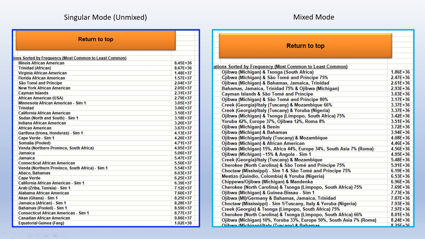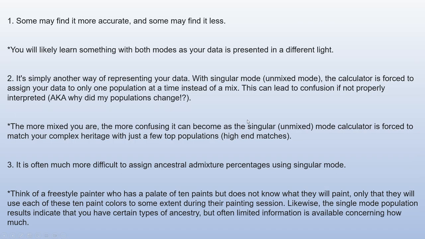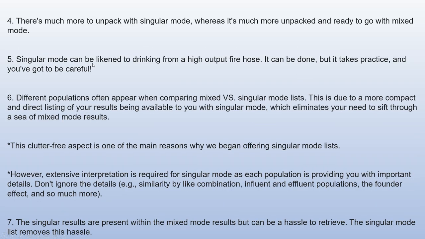So until you start creating a mixed mode profile for that person, it can be really difficult to know what their admixture is. And I use a program called Structure. That's capital S, capital T, all capitals, STRUCTURE. It's a great program for analyzing STR and SNP data, but I've used it to analyze STR data for admixture percentages, and it works really well. So we'll continue on with the discussion. Number 4, there's much more to unpack with singular mode, as I mentioned, whereas it's much more unpacked for you and ready to go with the mixed mode.